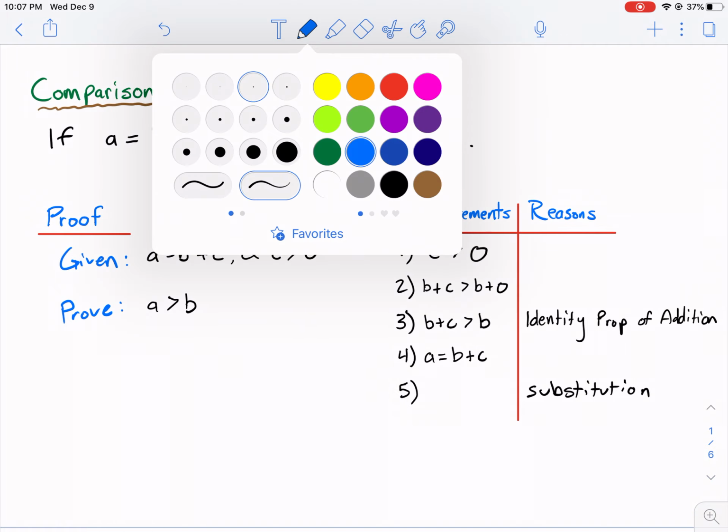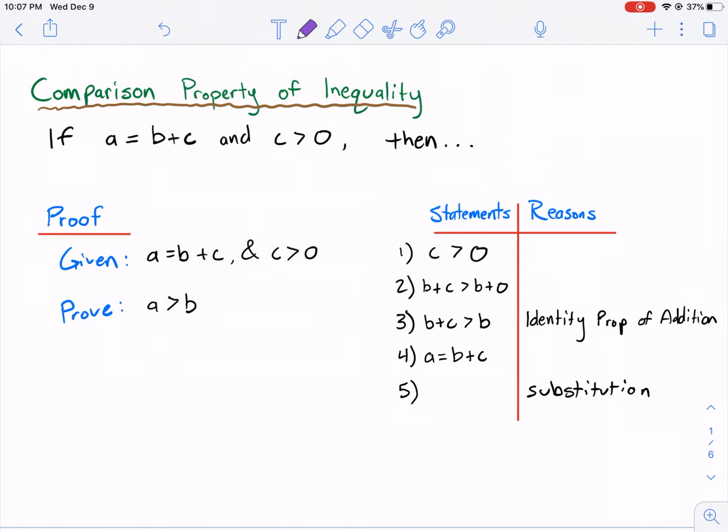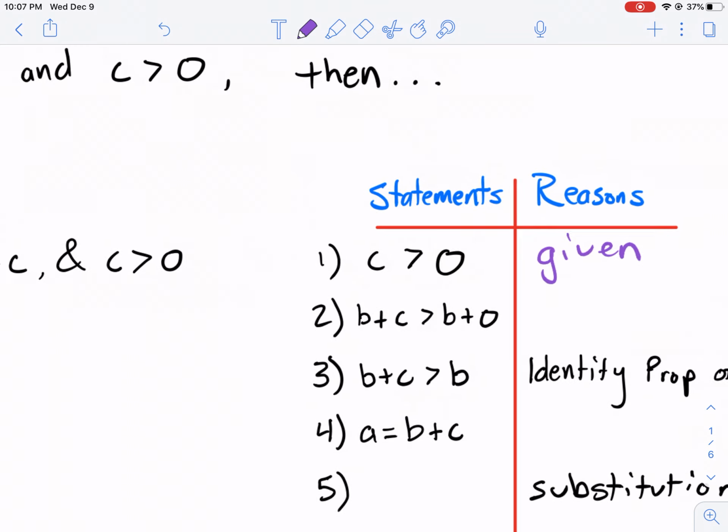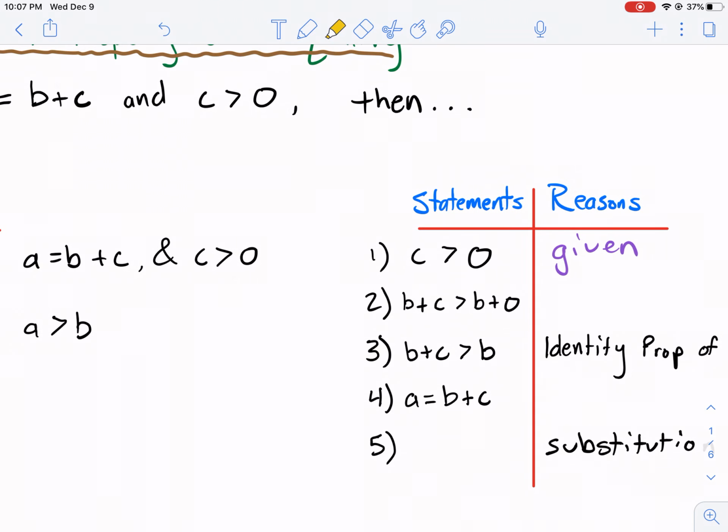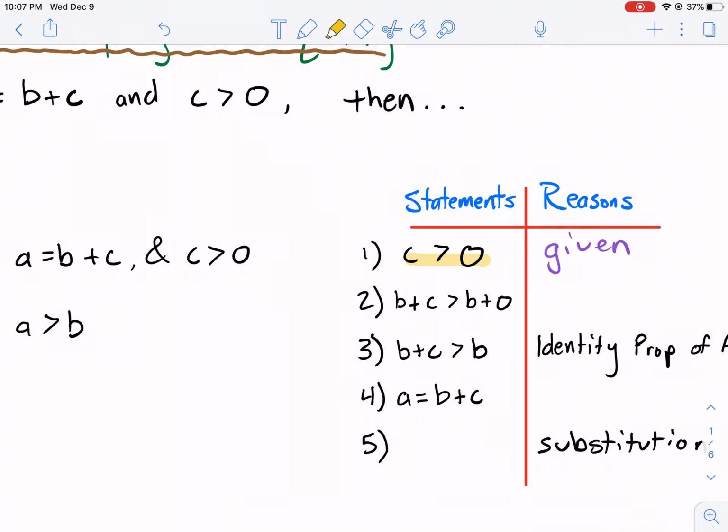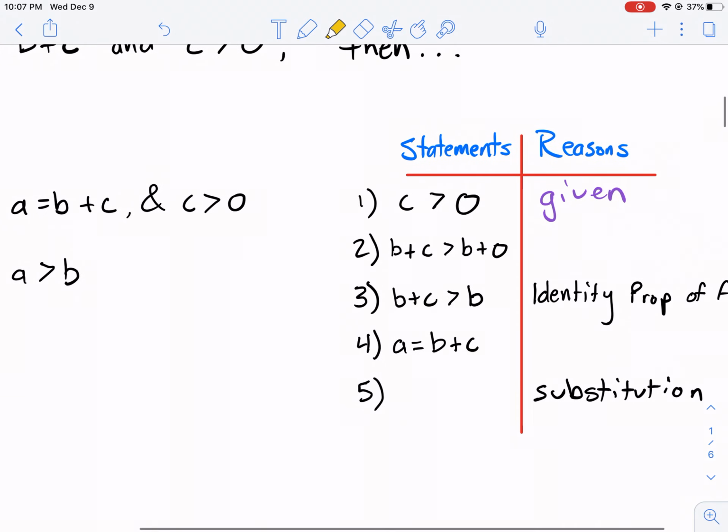Anytime we're doing a proof, we want to start with the givens. Let me choose my color here. Let's go purple. So we're going to say this is given. Okay, now we go from the given. Anytime you have a given, you want to expand on that given. What can you do with that given? Well, we expanded upon it. We had C is greater than 0, and we added something to both sides.